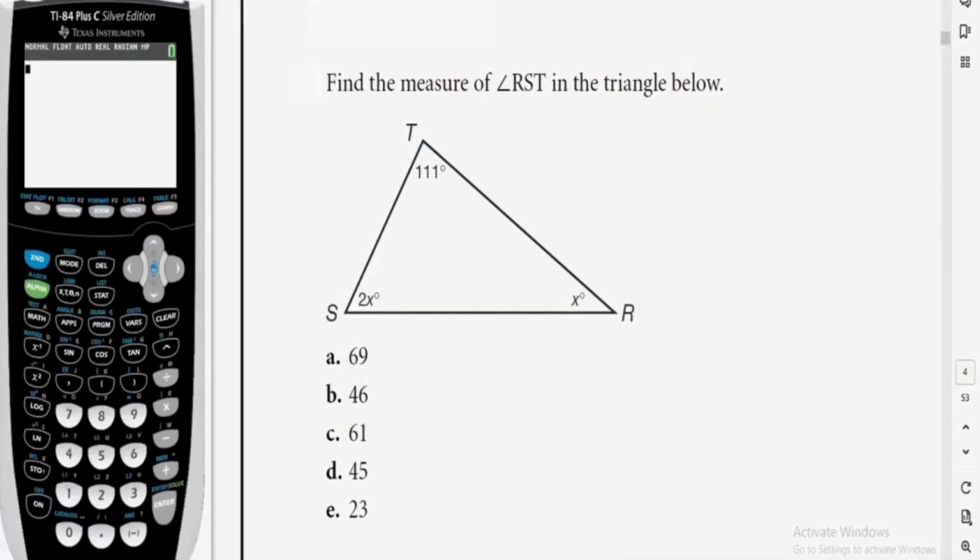In this video, we're going to learn how to solve this ACT math question easily and fast using the TI-84 Plus scientific calculator. So the question says, find the measure of angle RST in the triangle below.